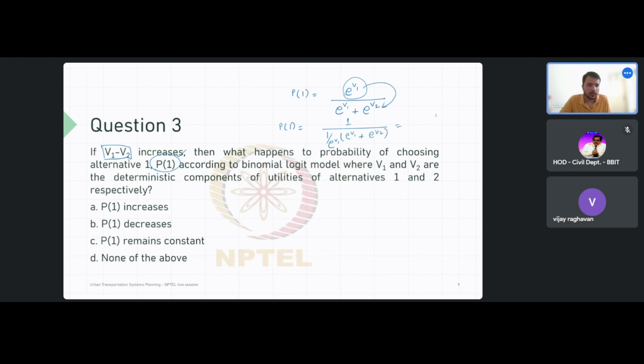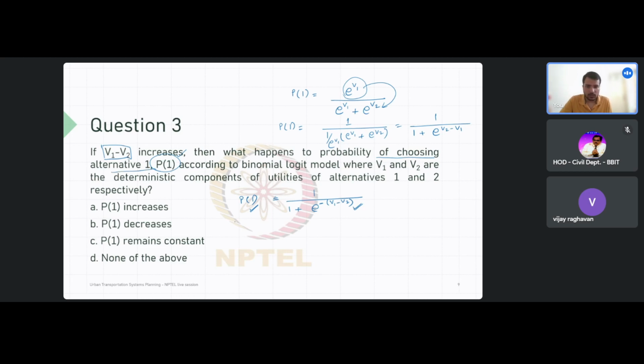So this term will become 1 by 1 plus e to the power V2 minus V1. But what we need is V1 minus V2, so let's do again a small adjustment. P1 will be 1 by 1 plus e to the power minus (V1 minus V2). Now we have the term V1 minus V2 in our equation, and the left side is P1. So depending upon how this changes, we can predict the effect on P1, that is the probability of choosing alternative 1.